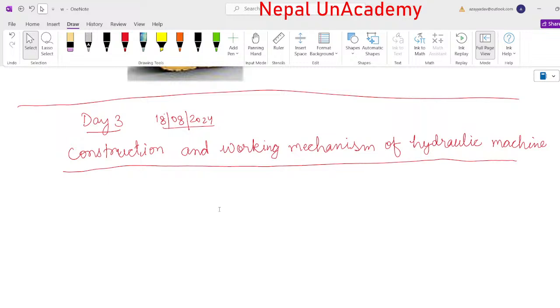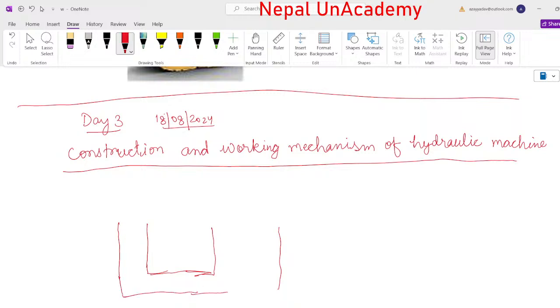Just like we have seen, a hydraulic machine is used to lift vehicles in larger companies with the application of pressure. So this is the piston here, and here is the piston.